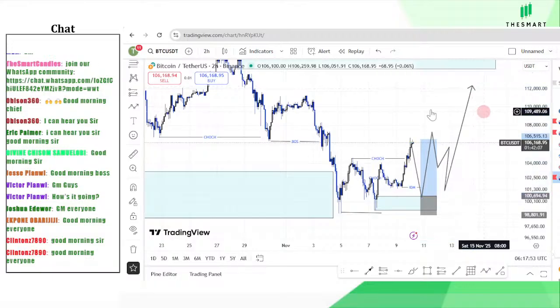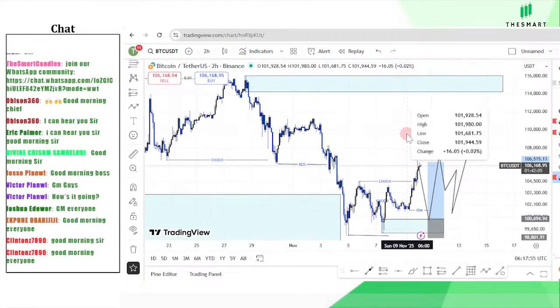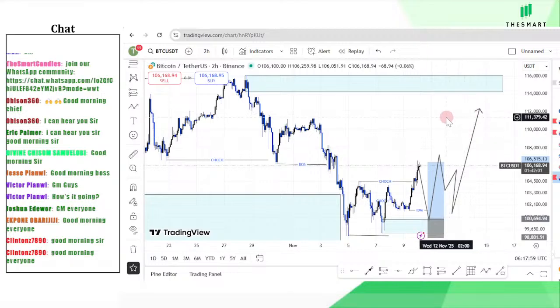So that's what we're expecting on Bitcoin. So from Bitcoin this morning, we can see we are looking for buys. We're looking for buys, and if this price fails to get into this zone, then we want to sell from this level.